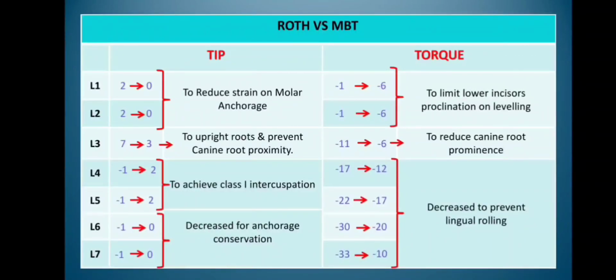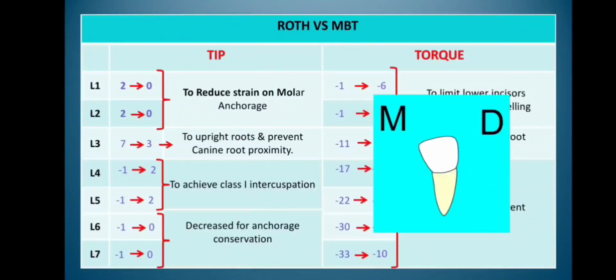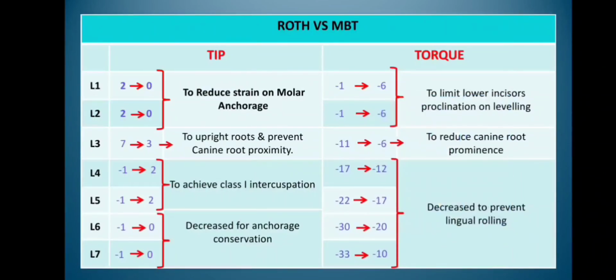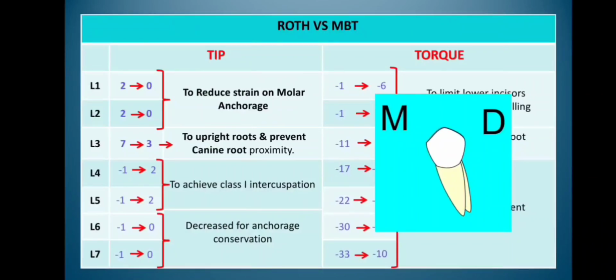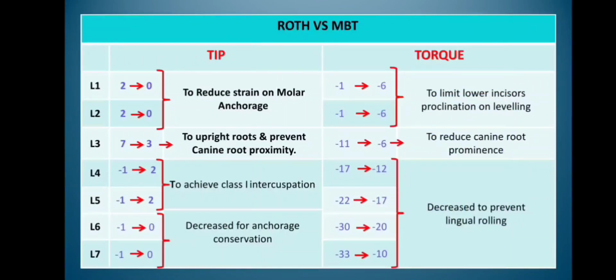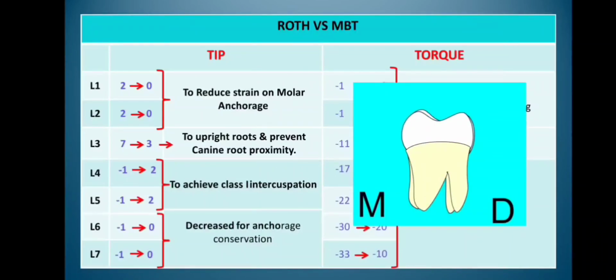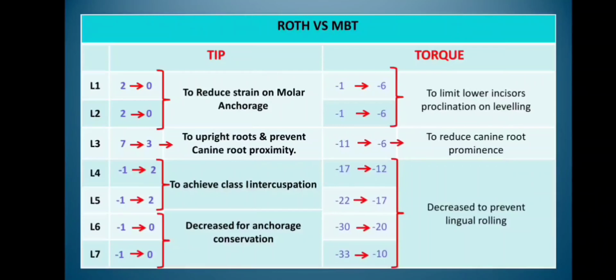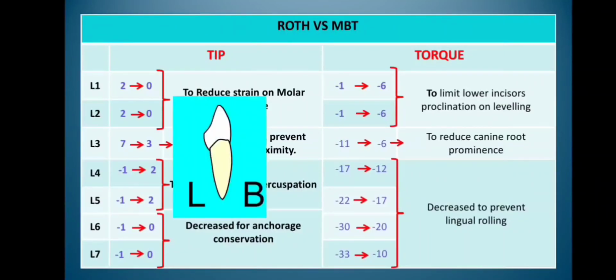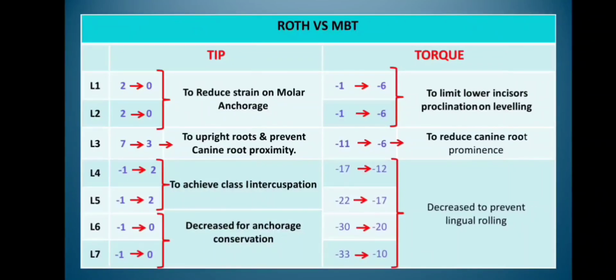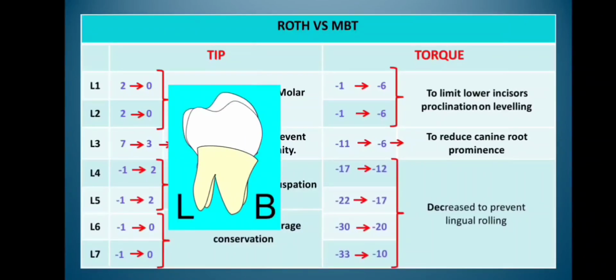Now dealing with tip of lower arch, incisor tip was decreased to reduce strain on molar anchorage, and canine tip was decreased to upright roots and prevent canine root proximity, and premolar tip was increased to achieve class 1 intercuspation, and molar tip was decreased for anchorage conservation. And now coming to torque of lower arch, incisor torque was increased to limit lower incisor proclination on leveling, but canine torque was decreased to reduce canine root prominence, and posterior torque was also decreased to prevent lingual rolling.